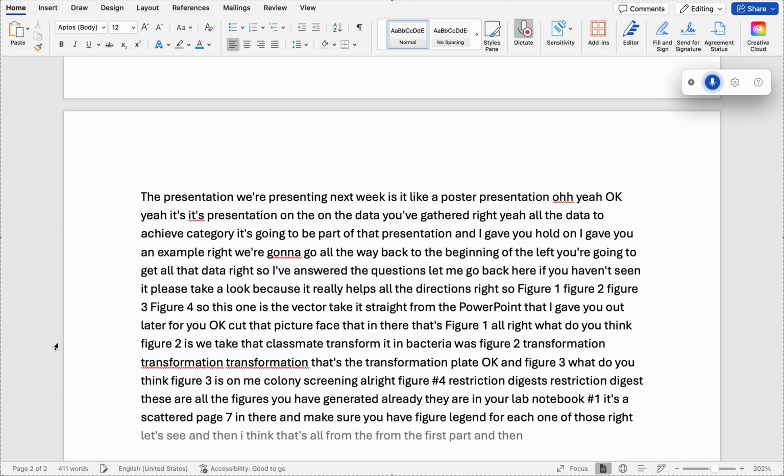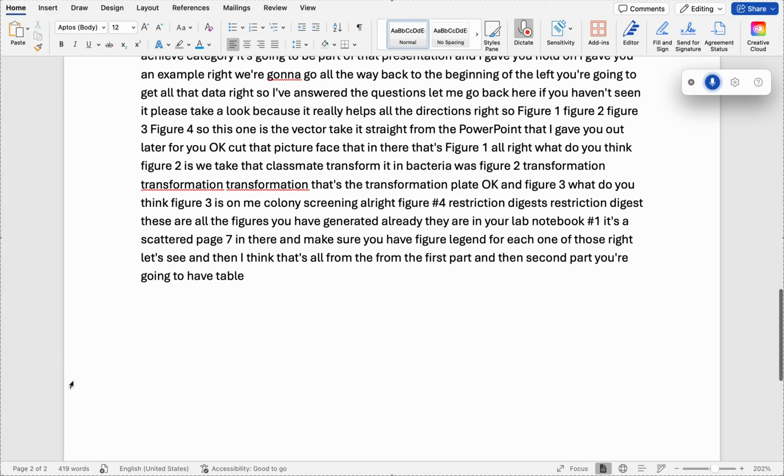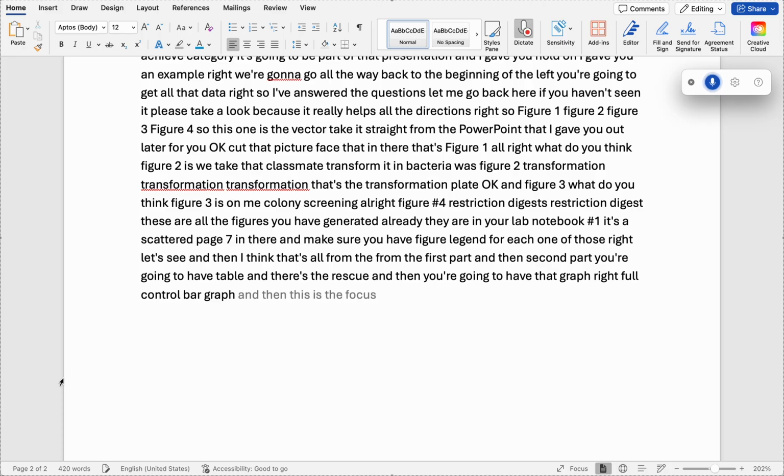And then the second part, you're going to have a table. That's the rescue. And then you're going to have that graph, the full control. Is that the EC50 graph? Bar graph. And then this is the full control dose response. That's just for the rescue.